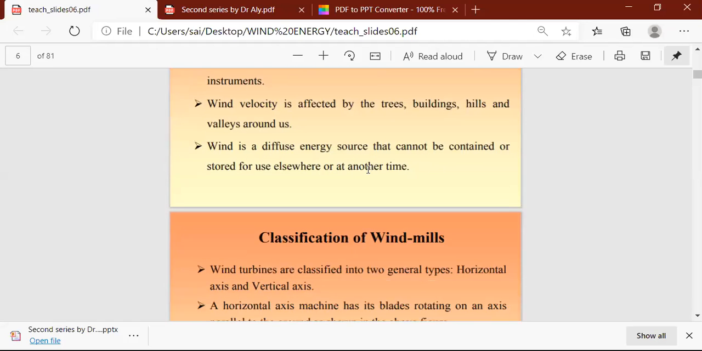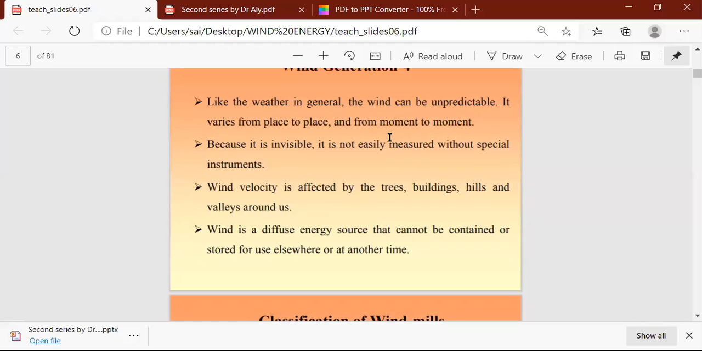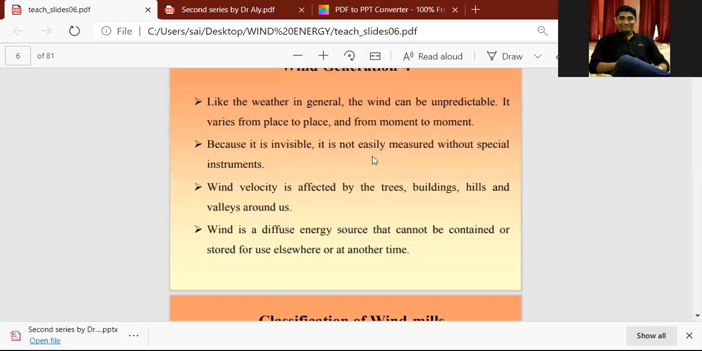But still we are using this source as a renewable source because it is very promising, and it is freely available in nature for the production of electricity. And nowadays we know the demand and supply gap in electricity production is very high. So in order to fulfill our energy needs, we have to learn about renewable energy sources, and wind energy is also available free of cost. That's why we are going to learn this subject.